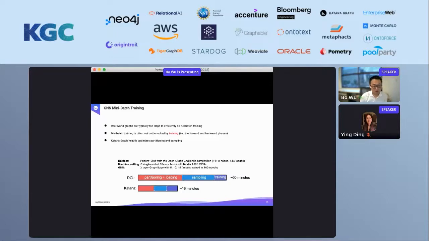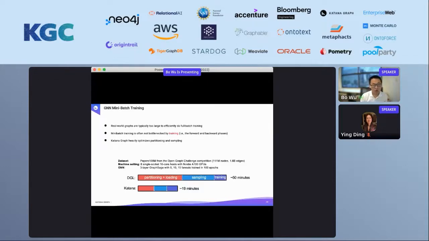on the largest graph from the Open Graph Benchmark competition using a cluster of 8 machines. You see that partitioning and sampling happened on the CPUs, and they are actually the bottleneck for training. By the way, the training itself happens on the GPUs, and it is pretty fast. So more than 80% of the time is spent on just the data preparation. Our system heavily optimizes the first 2 stages, partitioning plus data loading and sampling. And we can outperform DGL by more than 2 times.